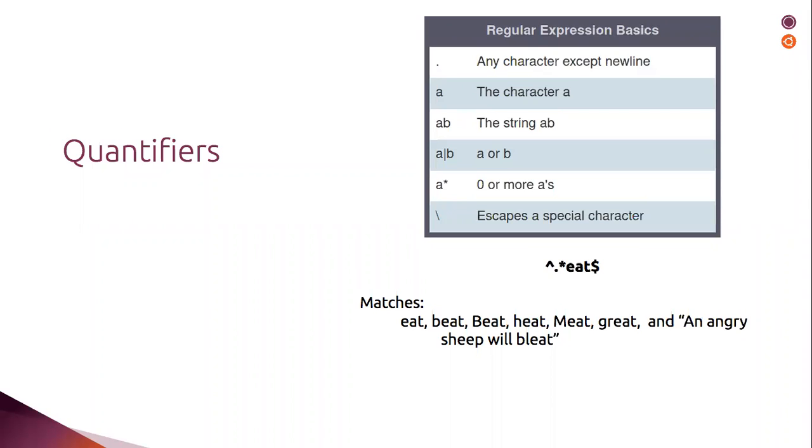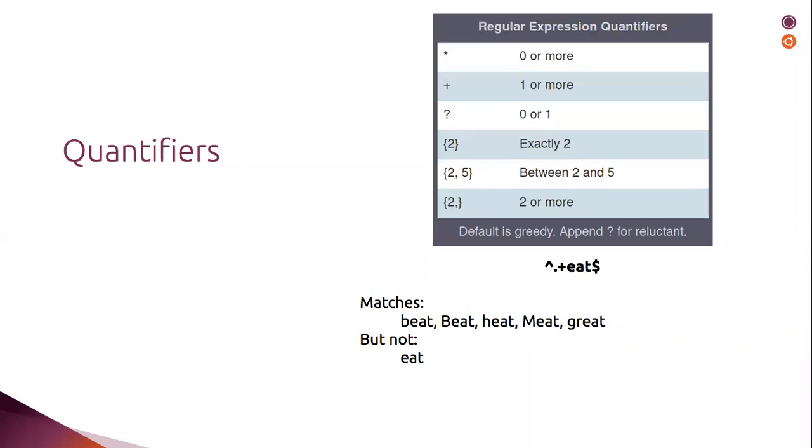It also matches beat and heat and meet, all the same things it used to match, but now it matches great, G-R-E-A-T, because I can have zero or more characters, in this case two, before EAT. In fact, I can have any number of characters, right, and end up with this sentence, an angry sheep will bleat. Effectively, this regular expression just says, whatever my string is, I need it to end in EAT.